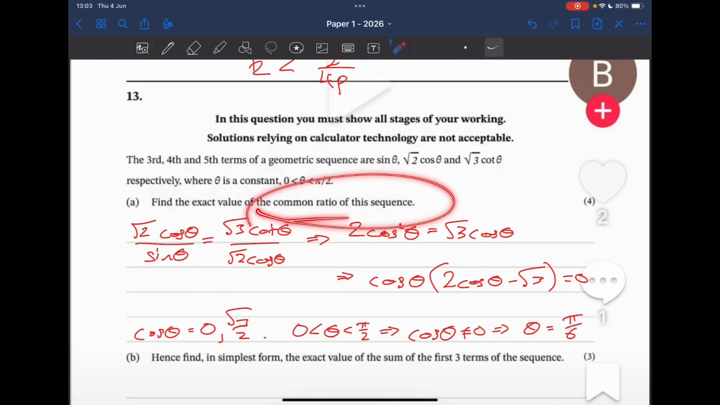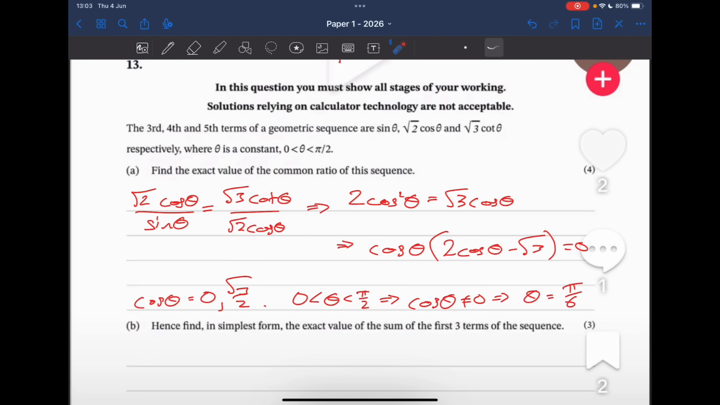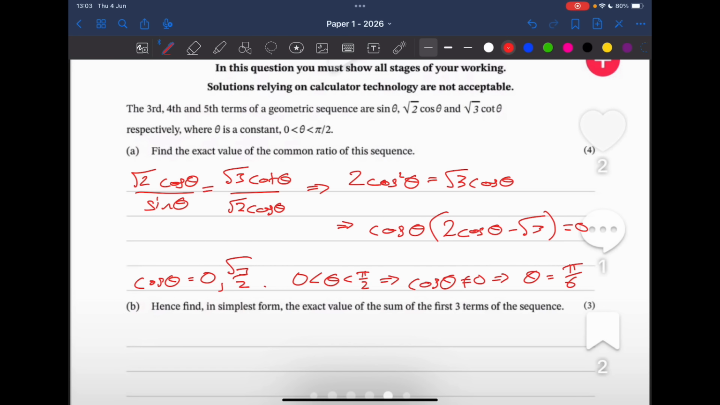They actually want the value of the common ratio, so you need to go back through and plug it into these bits. So let's do that quickly. If we do cos of pi on 6, well, cos theta we just worked out is root 3 on 2. So this is going to be root 2 times root 3 on 2, and then the sine, if we do sine of pi on 6, that's a half.